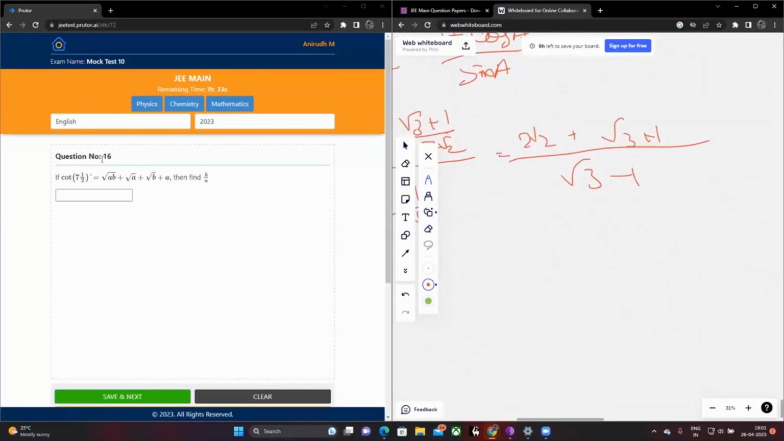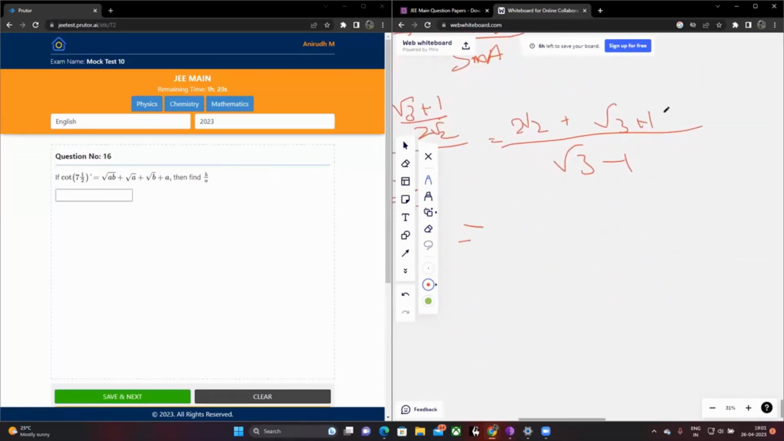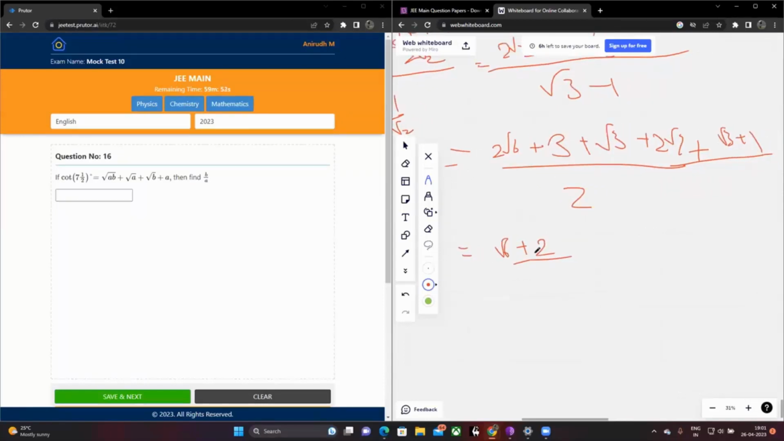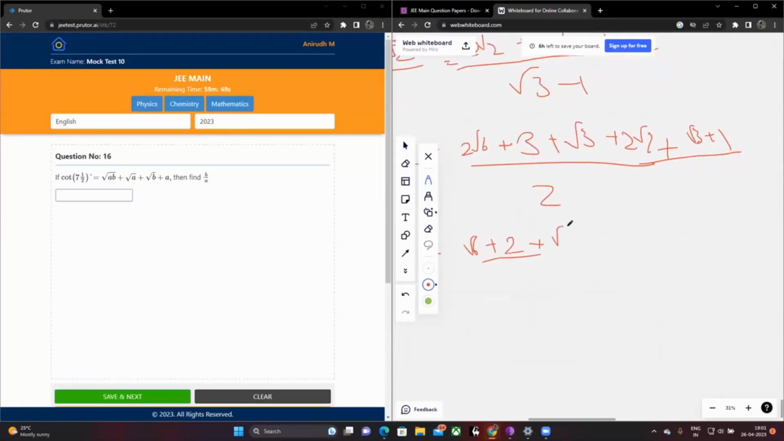Now I have to rationalize it because you have only a numerator down here. So I multiply by root 3 plus 1 and get a denominator of 2. In the numerator, I get 2 root 6 plus 3 plus root 3 minus 2 root 2, plus 2 root 2 plus root 3 plus 1, right? So this is root 6 plus 3 plus 1 is 4, divided by 2 is 2. This is root 3 plus root 3 is 2 root 3, by 2 is root 3. And 2 root 2 by 2 is root 2.